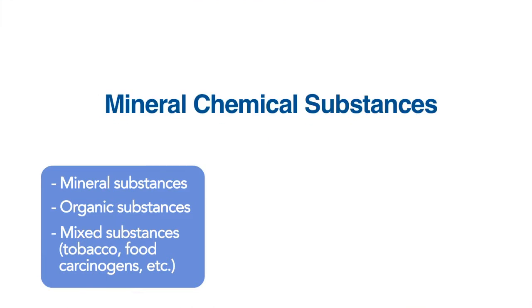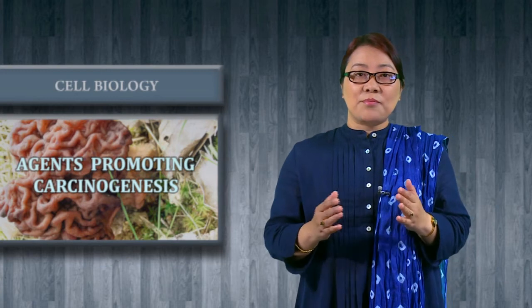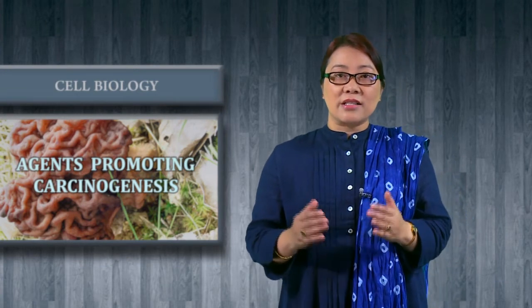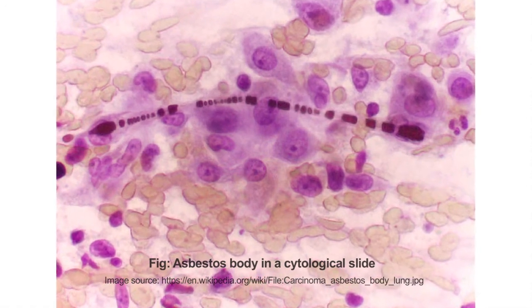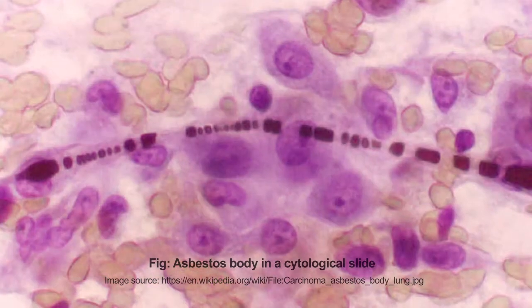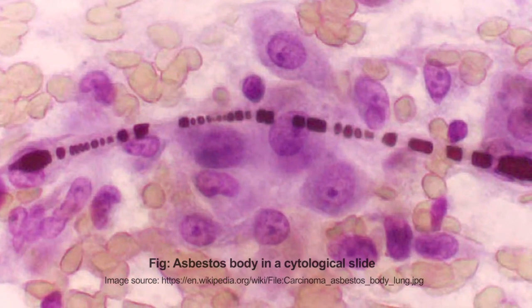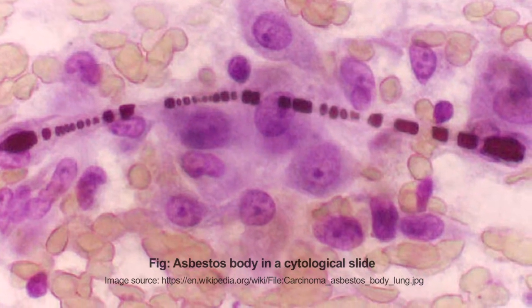First, let us take up mineral chemical substances. Certain mineral chemical substances have the potential to induce tumor growth. Two main examples include arsenic and asbestos. Arsenic induces skin and lung cancer in workers exposed to arsenic, and it also induces hoof cancer in cattle and sheep grazing near plants that utilize arsenic.